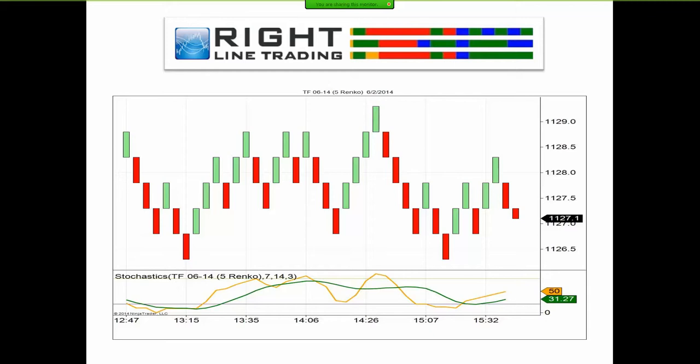So any package that uses an oscillator and Renko bars to try to show you buy and sell recommendations based on software analysis is not going to provide you with accurate data. So that's part of the due diligence.